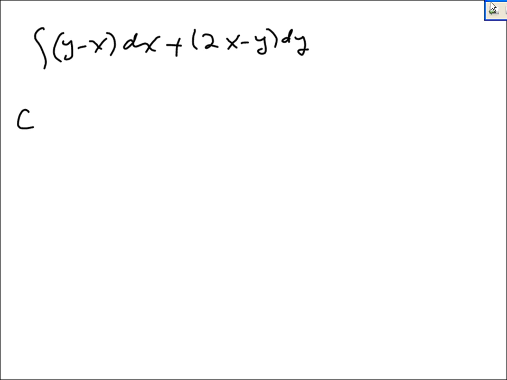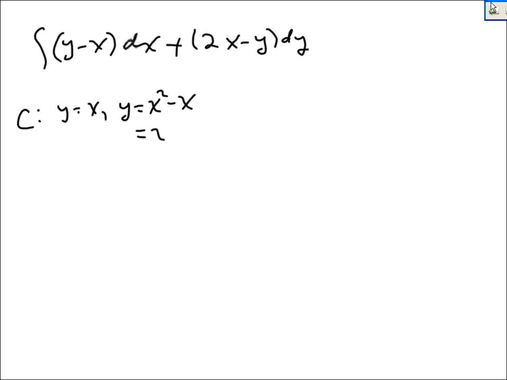How about we want to integrate y minus x dx plus 2x minus y dy. And C is the region in between y equal x and y equal x squared minus x. It's the region bounded by that.